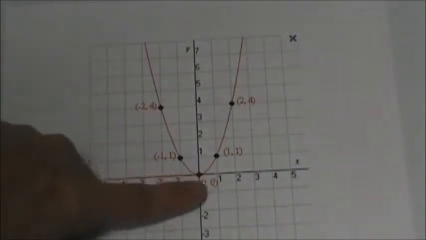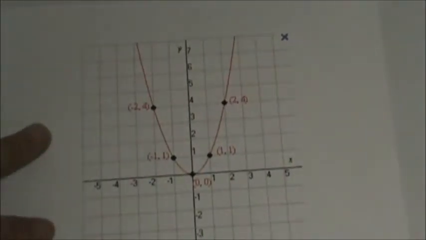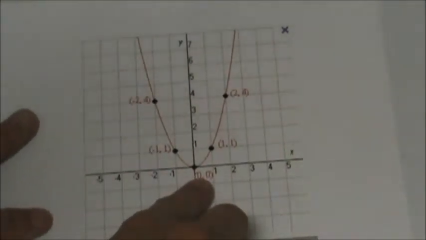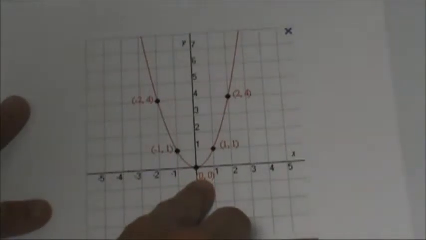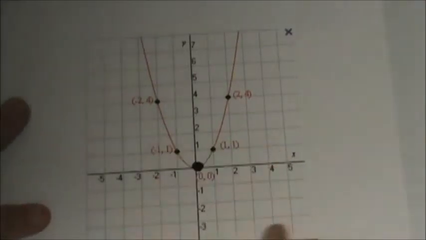Okay, I've given you a couple graphs that already have some ordered pairs on them to make it a little bit easier to start with. Okay, so 0, 0. If I'm going to graph the inverse of that, guess what? The inverse is still just 0, 0. It's not going to move. So I'm just going to darken that spot.